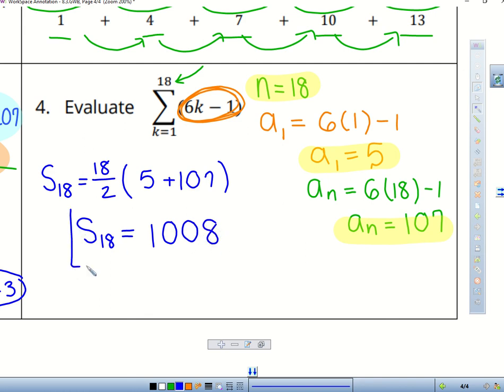So had you gone ahead and just plugged in 1, 2, 3, 4, 5, 6, 7, 8, all the way up to 18 and then added them together, you would have also got 1008, but this is a little bit quicker.